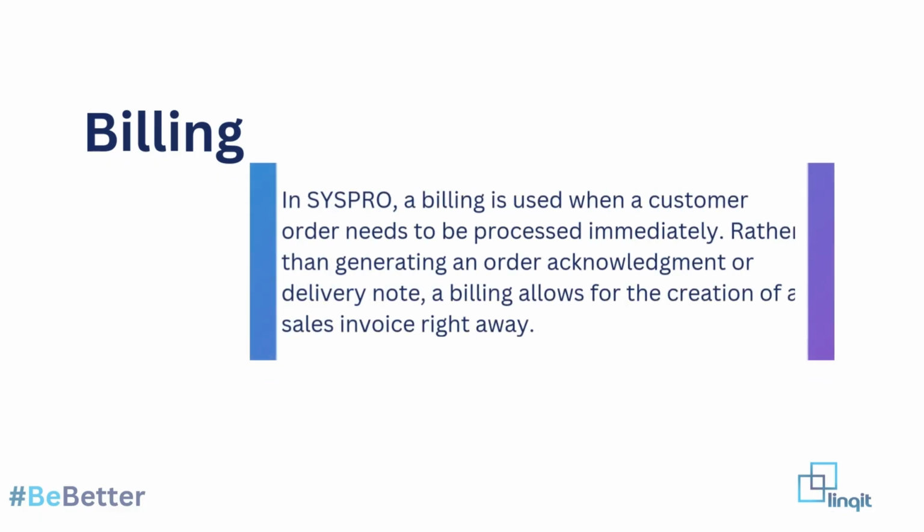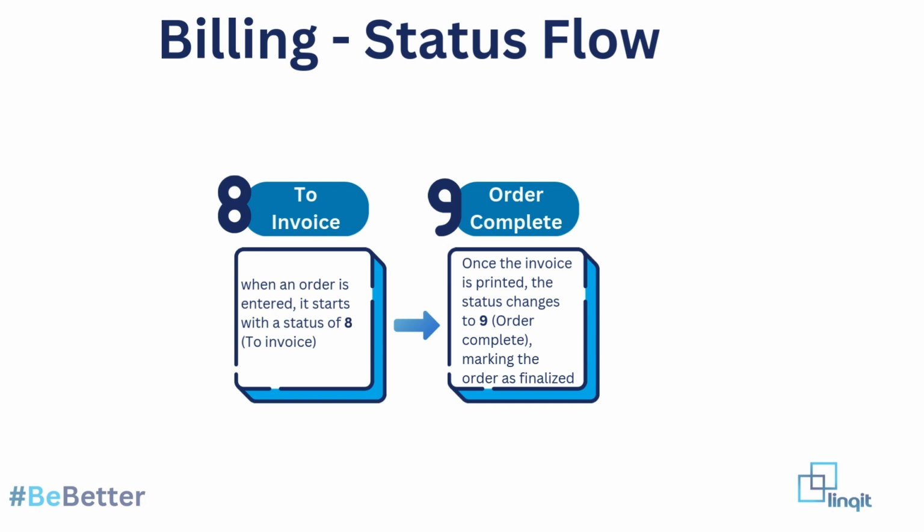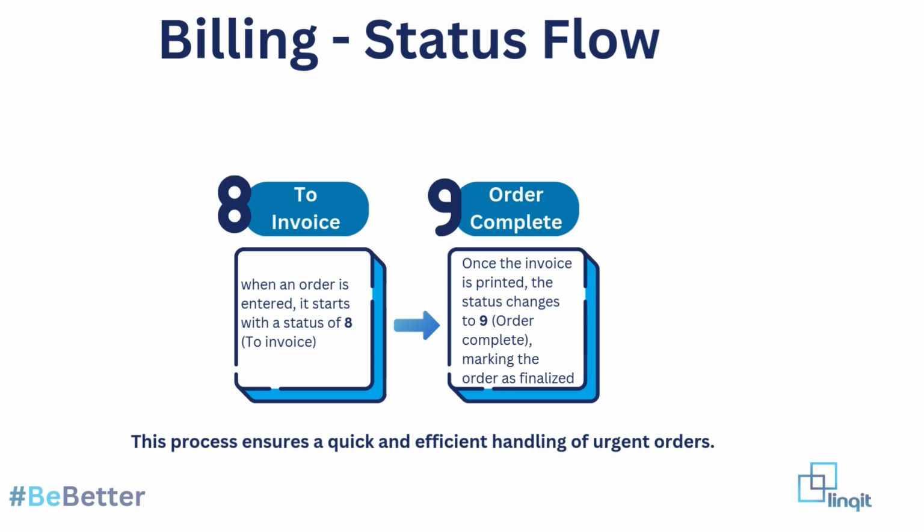In Syspro, a billing is used when a customer order needs to be processed immediately. Rather than generating an order acknowledgement or delivery note, a billing allows for the creation of a sales invoice right away. When an order is entered, it starts with a status of 8, to invoiced. Once the invoice is printed, the status changes to 9, order complete, marking the order as finalized. This process ensures a quick and efficient handling of urgent orders.